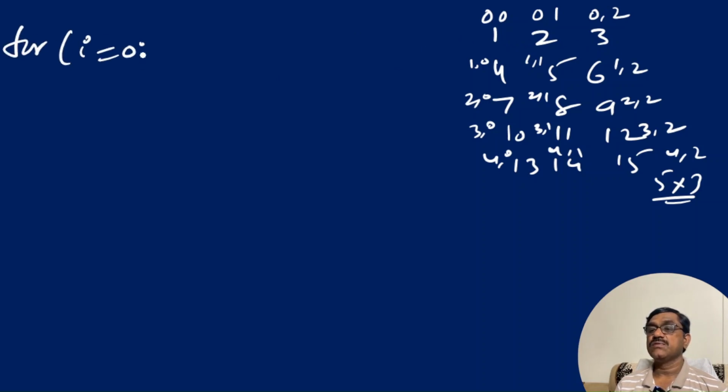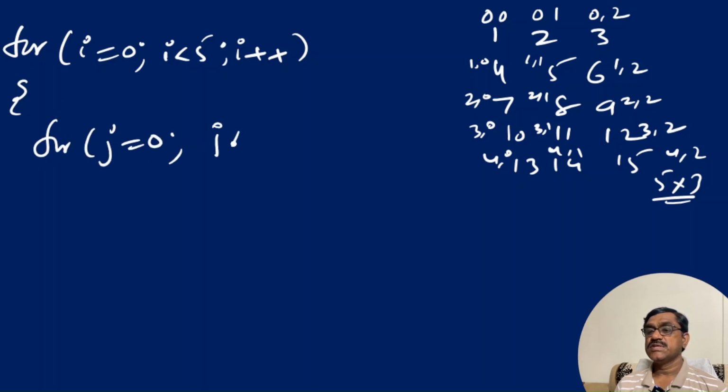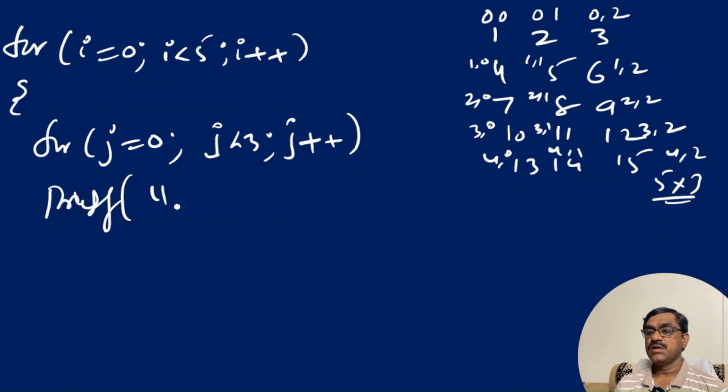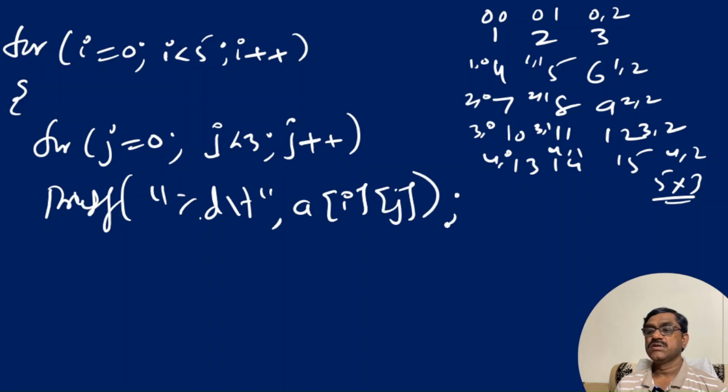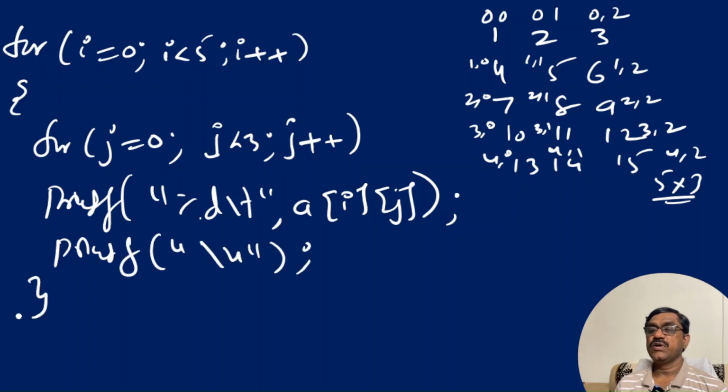for i equals 0, i less than 5, i plus plus, and we have written an opening brace, for j equals 0, j less than 3, j plus plus, and after that we have written a printf statement. Here I have written percentage d and backslash t, and a of i j. After this we have written another printf statement with backslash n, right? This is the code we wrote in yesterday's program to print the elements in matrix form.